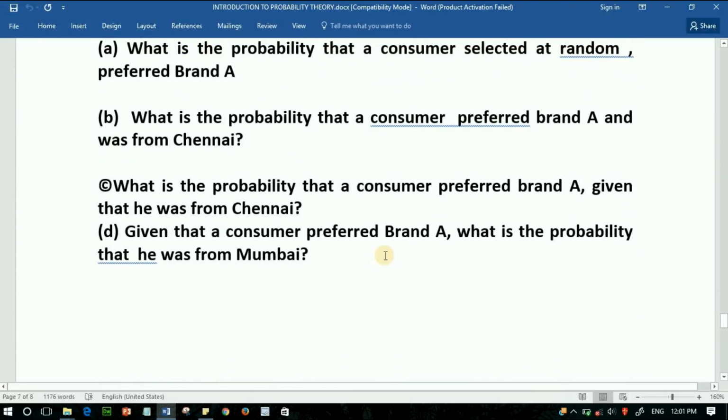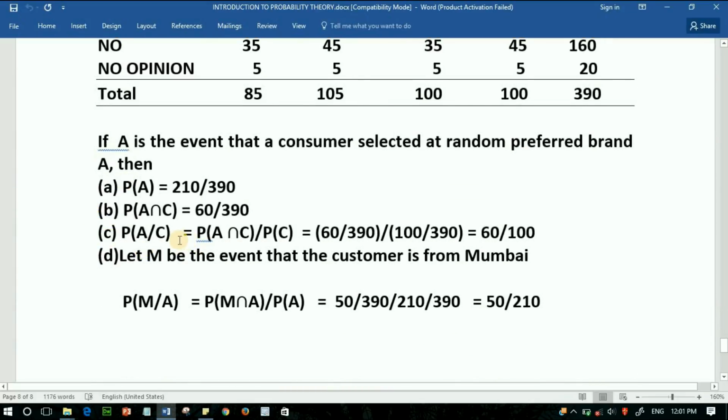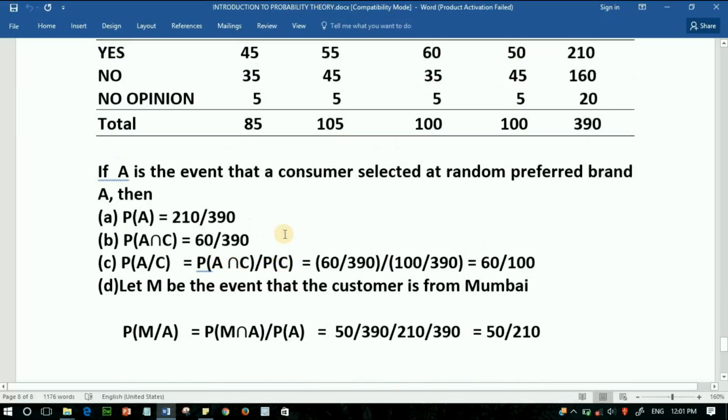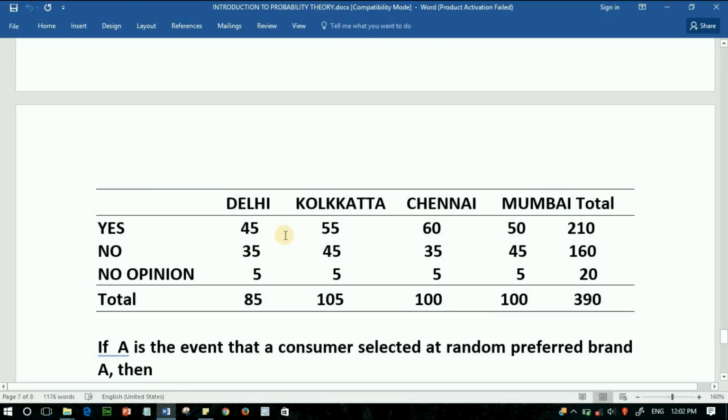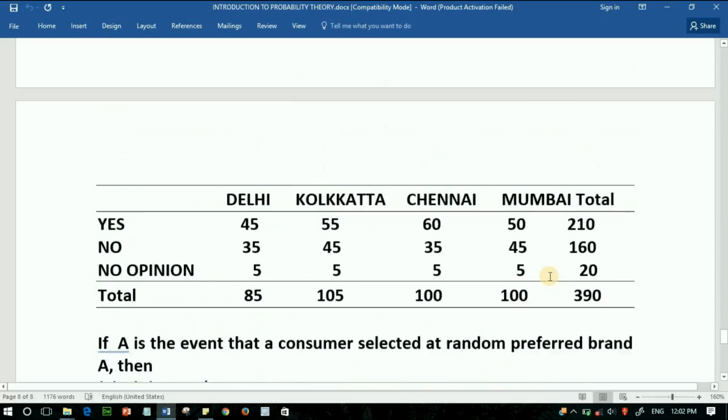Third question, what is the probability that a consumer preferred brand A given that he was from Chennai? That is, you have to find the probability of A given C. You have the formula, probability of A intersection C divided by P of C. Probability of A intersection C, that is preferring brand A and being from Chennai, is 60 by 390, divided by P of C. He is from Chennai, so the favorable number is 100 and the total number of cases is 390, that is 100 by 390. Cancelling 390, we get the answer 60 by 100.